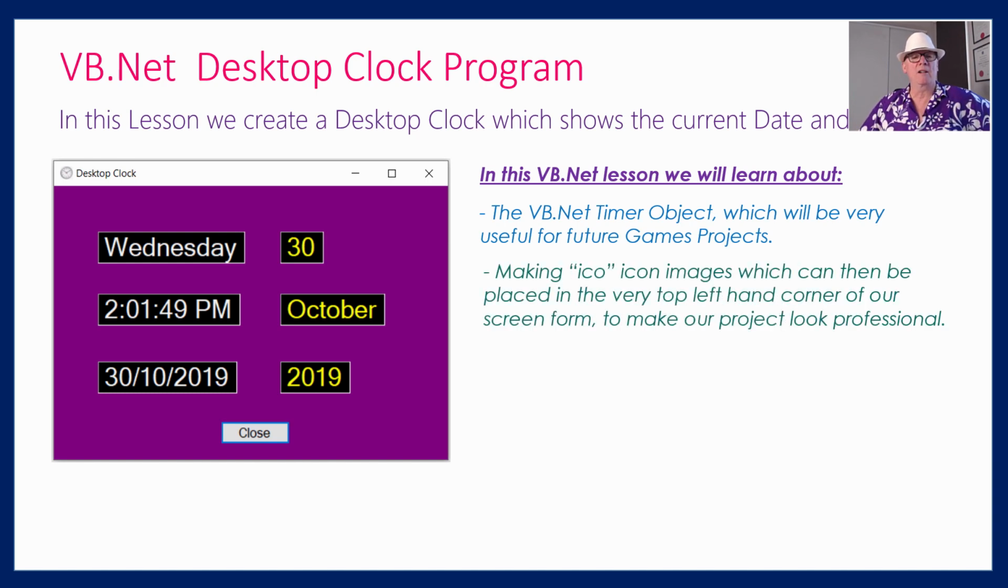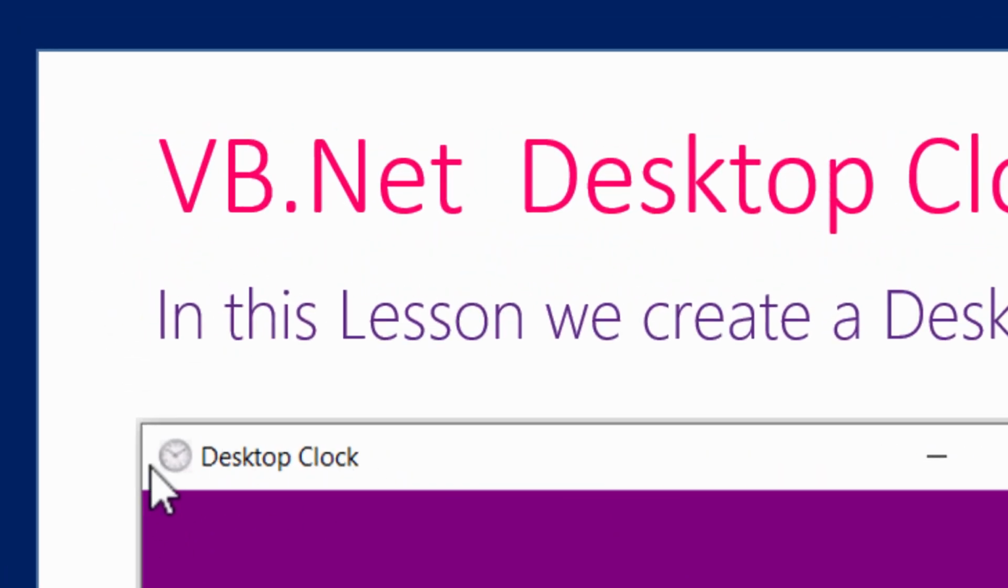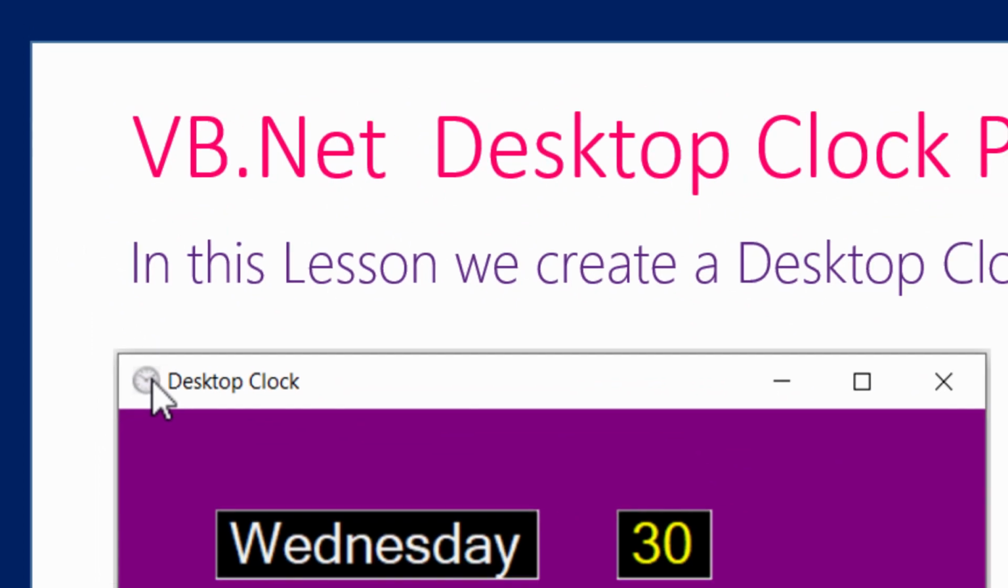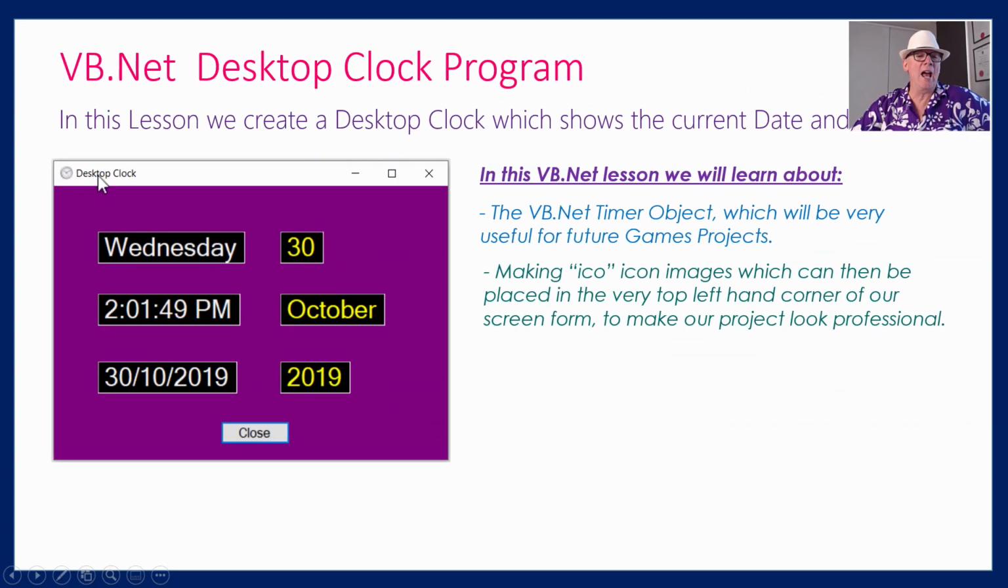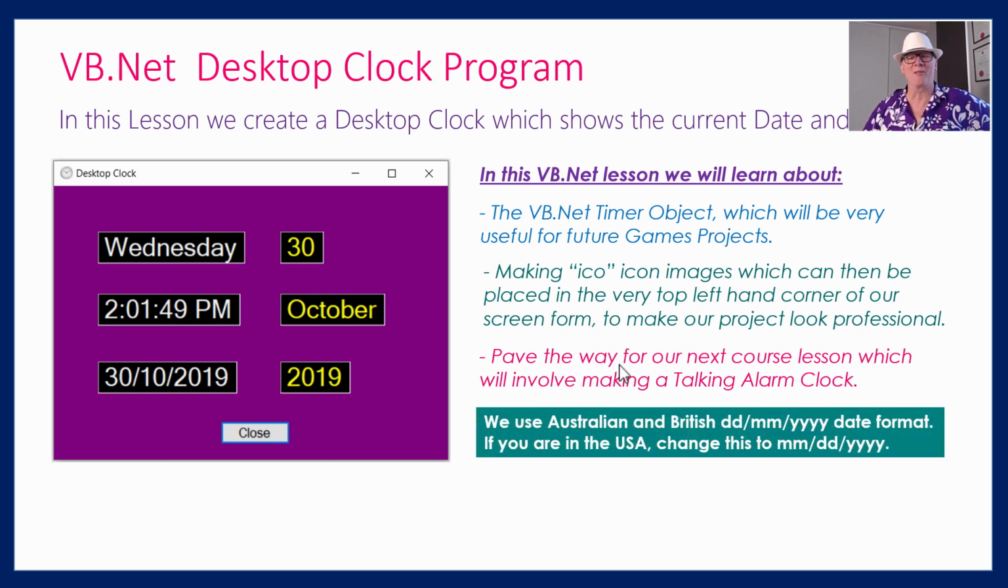We're also going to make these little ICO icon images. So you can see up the corner of this project desktop clock, see how it's got a little icon of a clock? Well, we're going to learn how to make those and put them into your project rather than just having the kind of boring regular Microsoft symbol there. And this will pave the way for our next course lesson, where we're going to take our clock and turn it into a talking alarm clock. Yes, the computer is going to talk to us. So that's going to be very exciting.